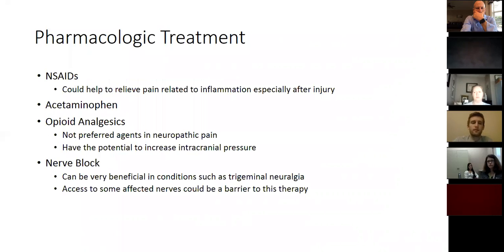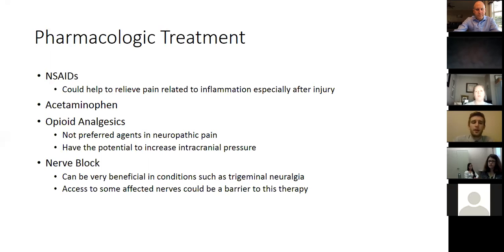So we'll dive into these options a little bit further. So NSAIDs, pretty simple, could also be helped to relieve pain related to inflammation. Acetaminophen, not really sure about how much efficacy patients would see with that, but it is an option. Opioid analgesics, like I said, not preferred in neuropathic pain.